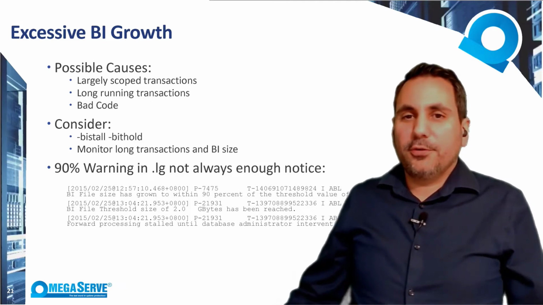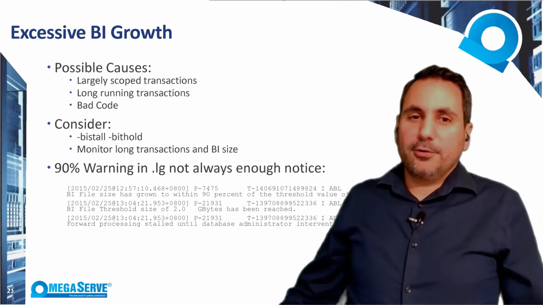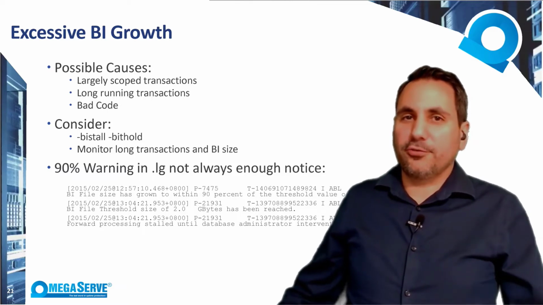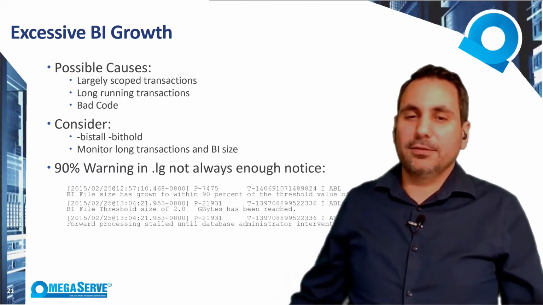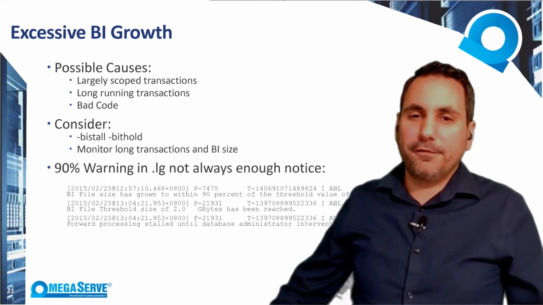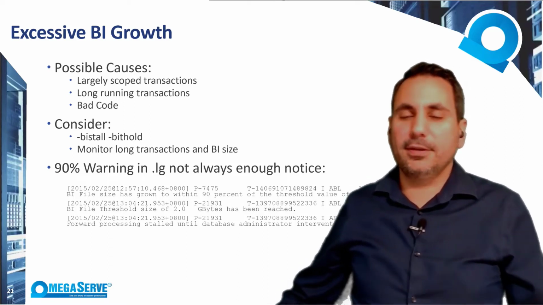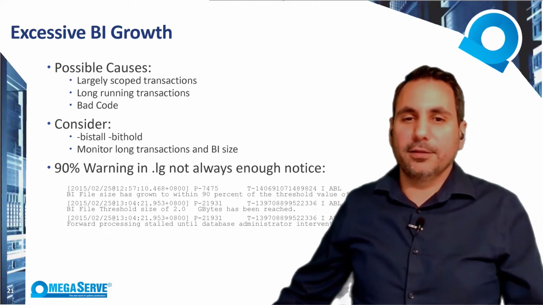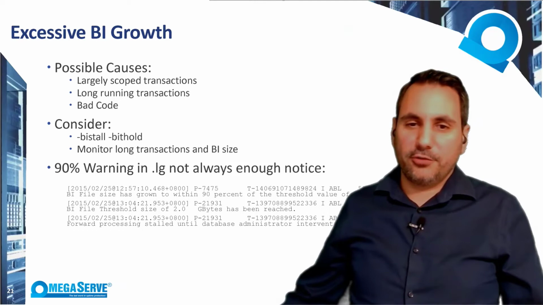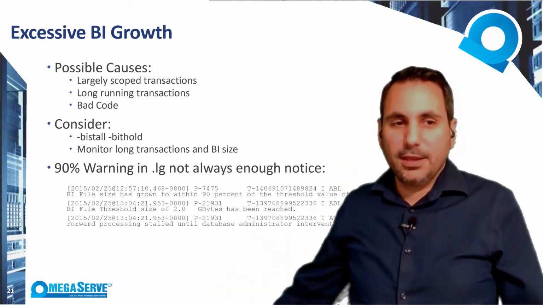Now, Progress gives you a warning, a nice little last-minute 90% warning that you're about to reach a threshold, which is unfortunately not very helpful. Even if you're constantly reading the log file, the BI file can grow so fast that you won't have a chance to go in and remedy the problem and kill that long transaction, kill it safely.